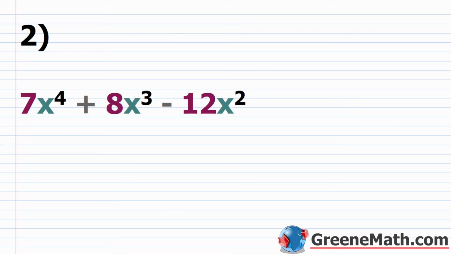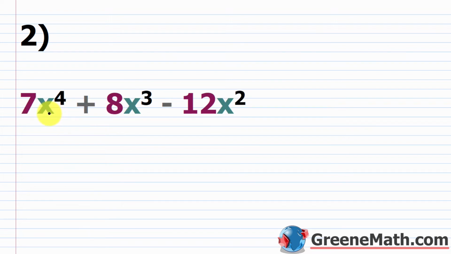All right, let's look at the second problem. We'll go a little bit faster on this one. So we have 7x to the fourth power plus 8x cubed minus 12x squared. Whenever you perform factoring, you always want to check to see, can I pull something out at the beginning? If you look at 7 and 8, immediately you know number-wise, no.